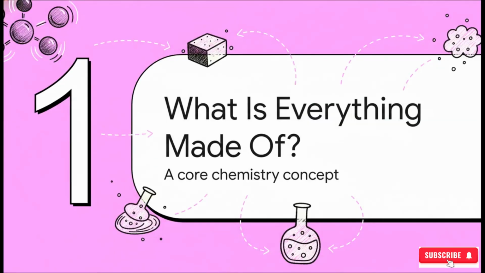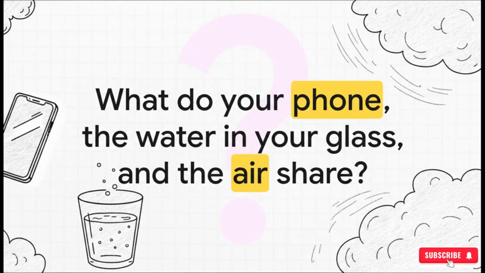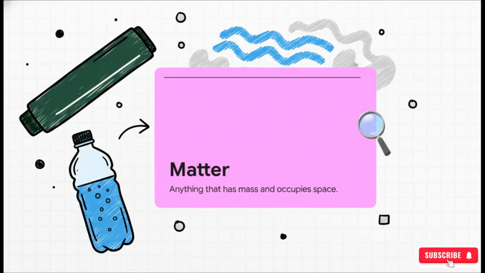So first things first, before we can really get into the different states of matter, we need to be totally clear on what matter itself actually is. Let's start with a little thought experiment. Just look around you for a second. Think about the phone you're holding, the water in your glass, and the air you're breathing right now. They all seem completely different, don't they? But what is the one fundamental thing that connects them all? The answer? They are all made of matter.